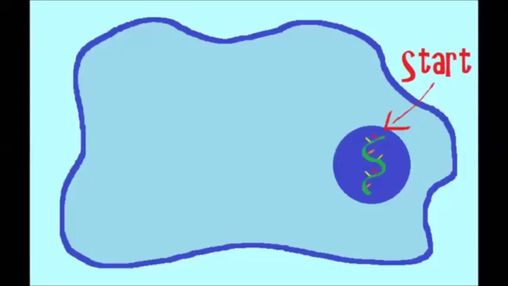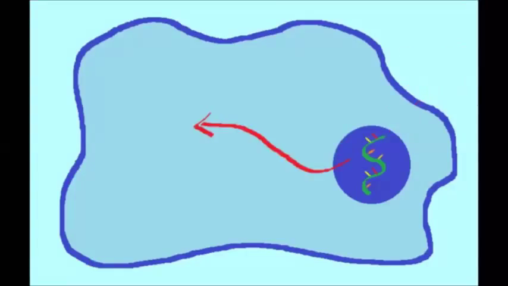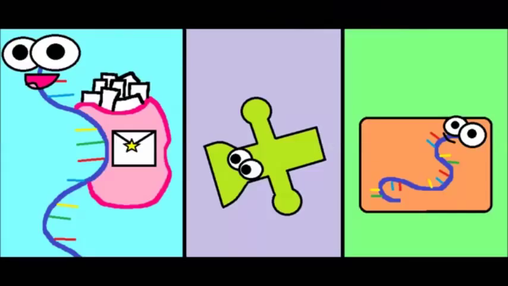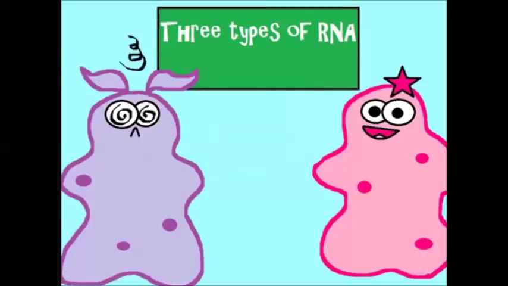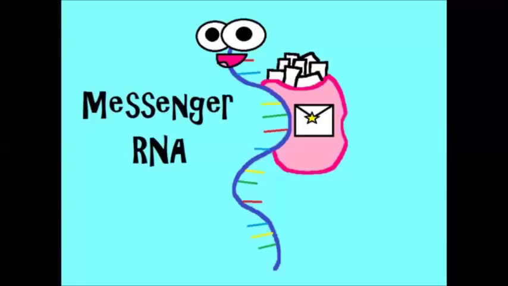RNA also will start out in the nucleus, but it's going to travel out of the nucleus. It's going to help deliver the message. There are actually 3 types of RNA. But don't worry, because what they stand for really helps give away what they do. And let me give you an example. So the first type of RNA is messenger RNA. And the actual acronym that you'll see for it is mRNA, messenger RNA.